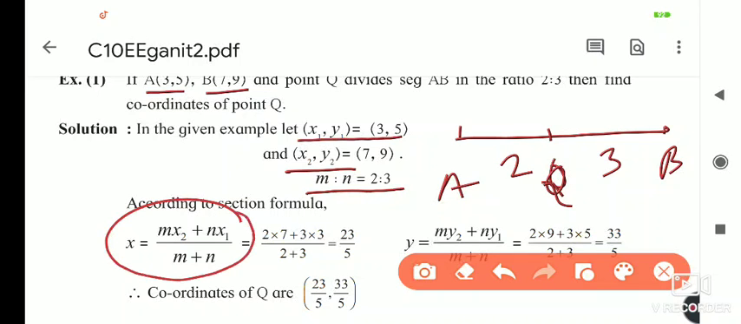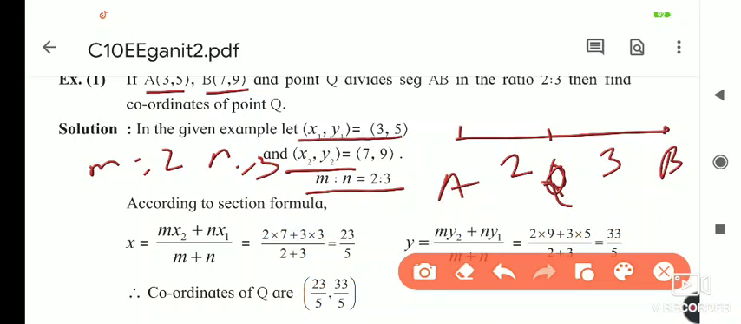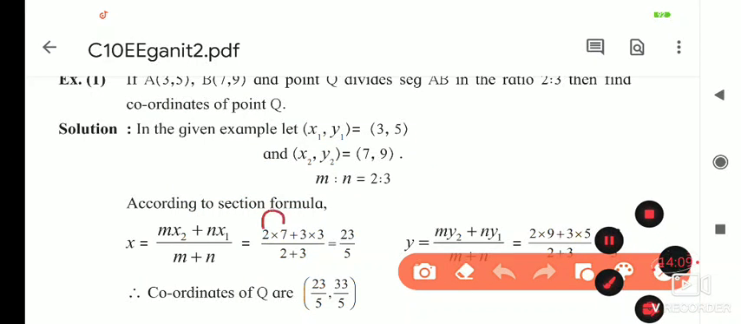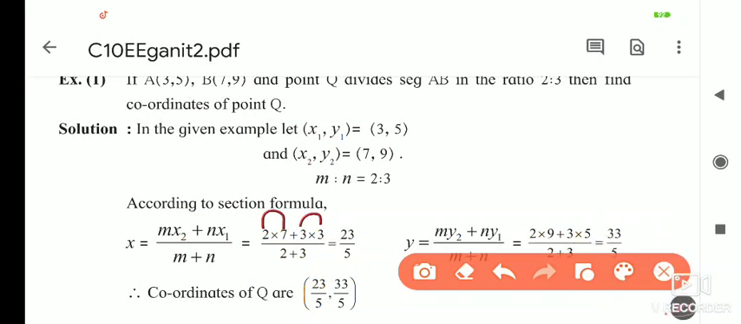To find the x coordinate we have to use this formula, (mx2 plus nx1) upon (m plus n). So put the values here. m:n is given as 2:3, which means m is equal to 2 and n is equal to 3. So here m is equal to 2, x2 is equal to 7, n's value is 3, x1 is equal to 3. Okay, and m plus n is equal to 2 plus 3 is equal to 5. When you solve this, you will get 7 2s are 14 and 3 3s are 9, and 14 plus 9 is equal to 23, upon 5.